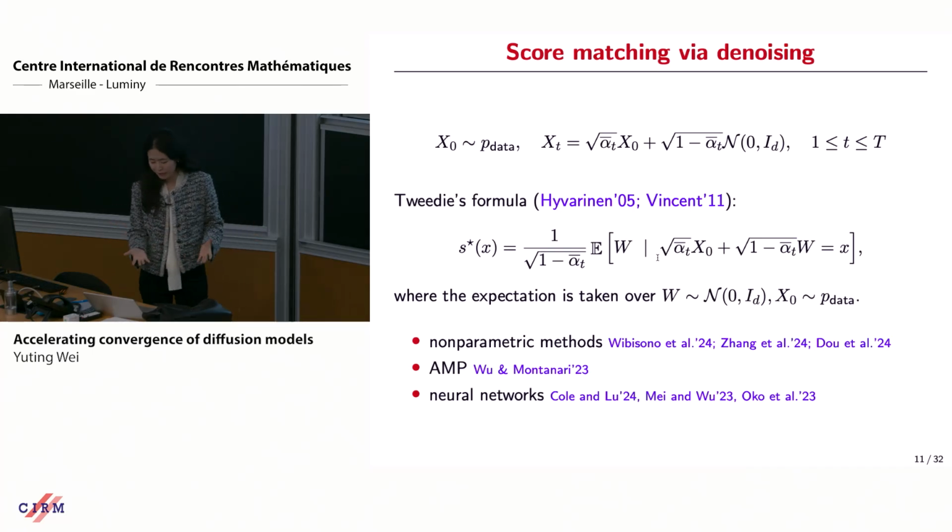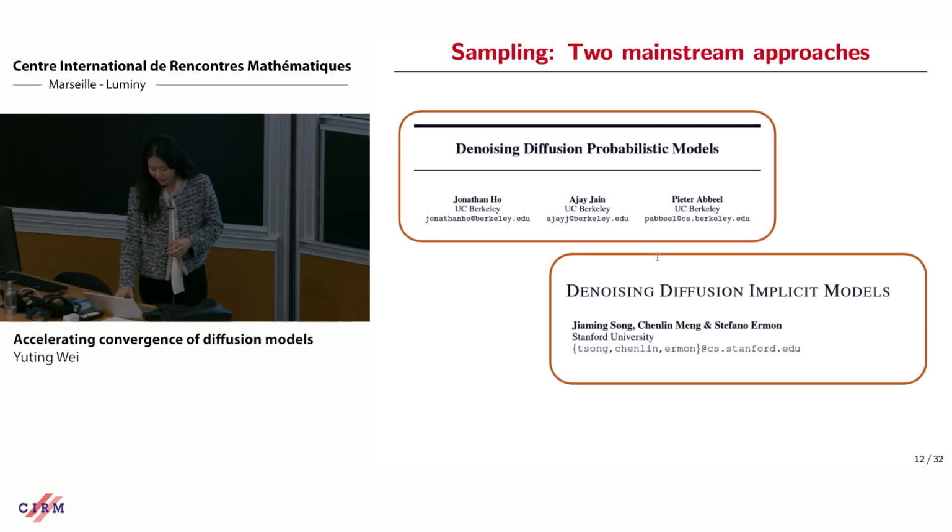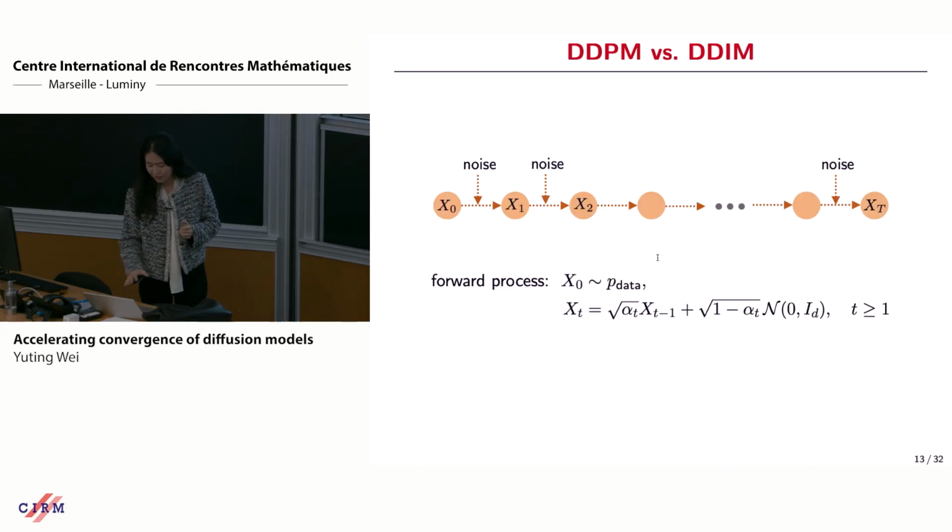For example, you can use a non-parametric method, the kernel method, to find the score, or you can use an approximate message passing algorithm, or you can use neural networks. And there's some very nice work proving that if you do things like this, you can actually have a minimax optimal estimator for the score. Okay. And now in terms of data generation, the two popular mainstream approaches are one stochastic approach and one deterministic approach. Let me quickly go through that. It's just super easy to describe.